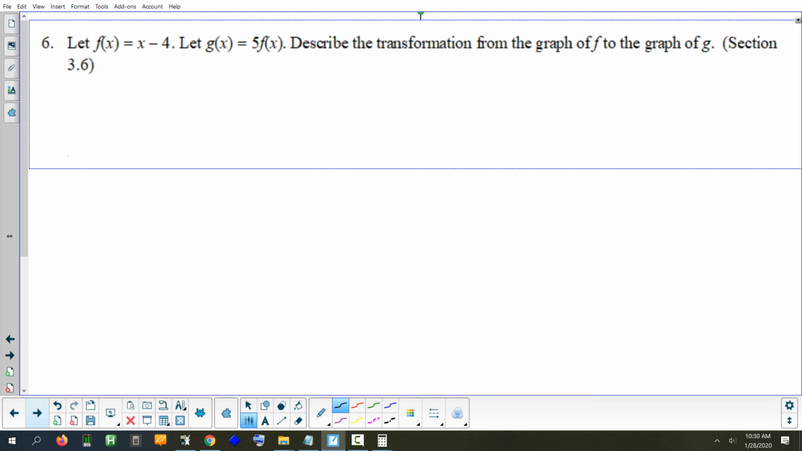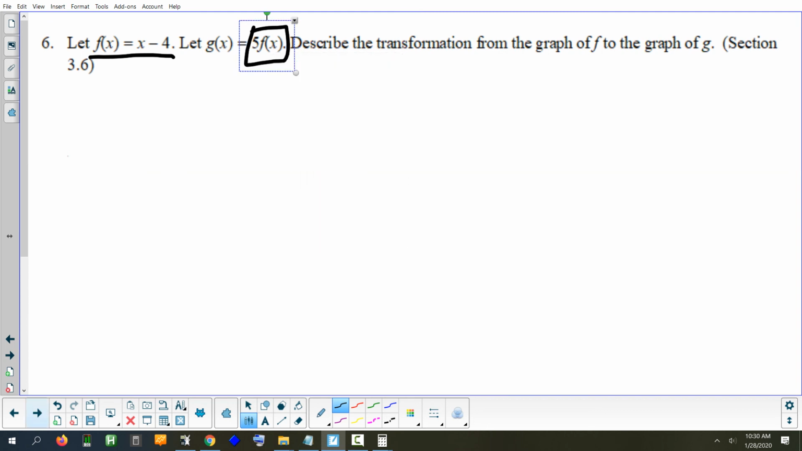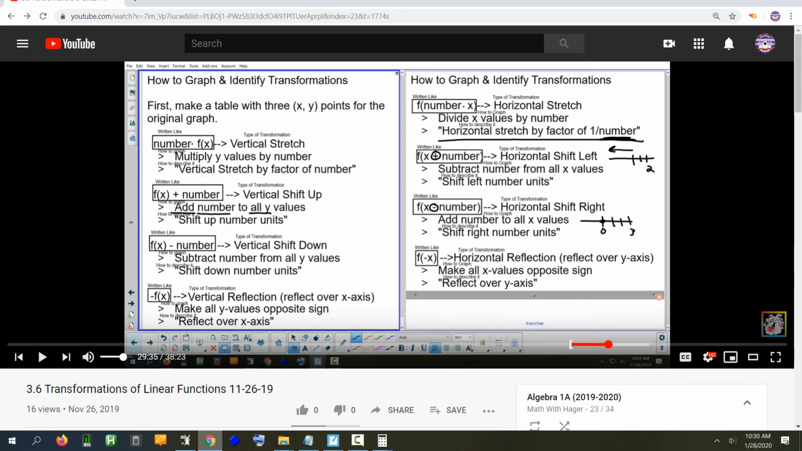Okay, so this one, I put up a chart so you guys could see it. It's in section, I think it was 3.6. There's your formula, that part's not really important. What's important is this part. What they're telling you is if you put a number in front of f of x, they want to know what that number would do. So this is number in front of f of x.